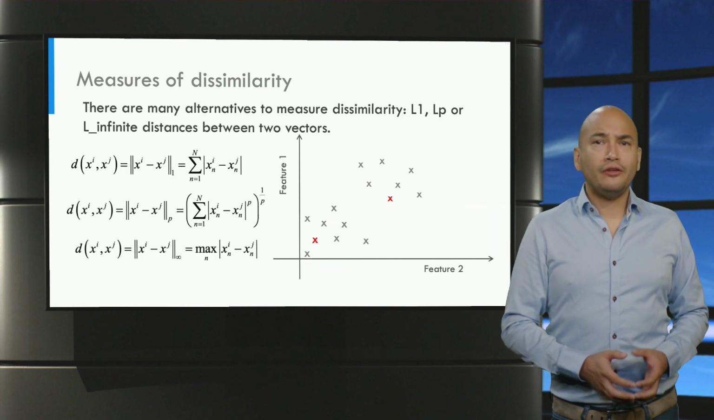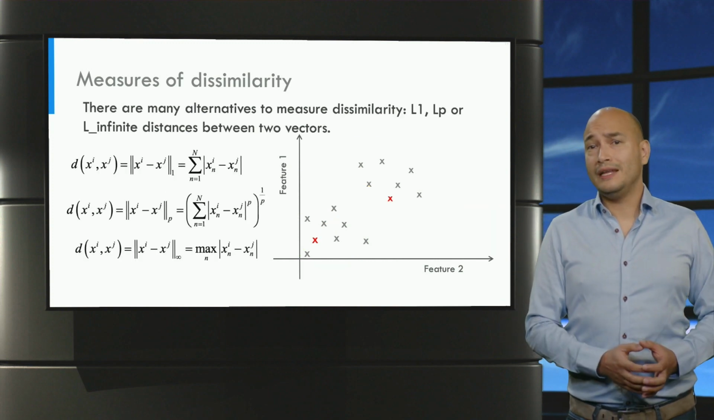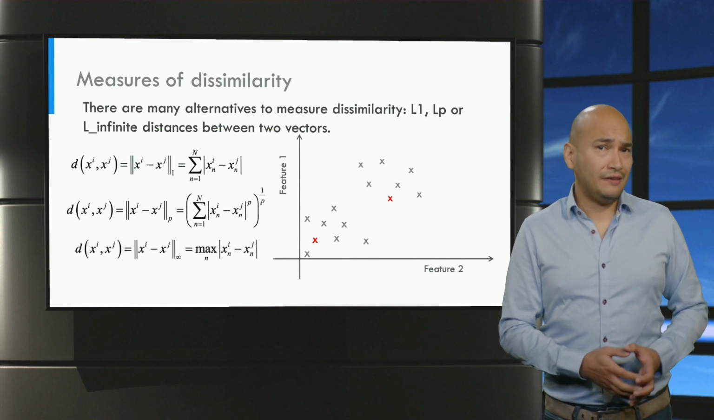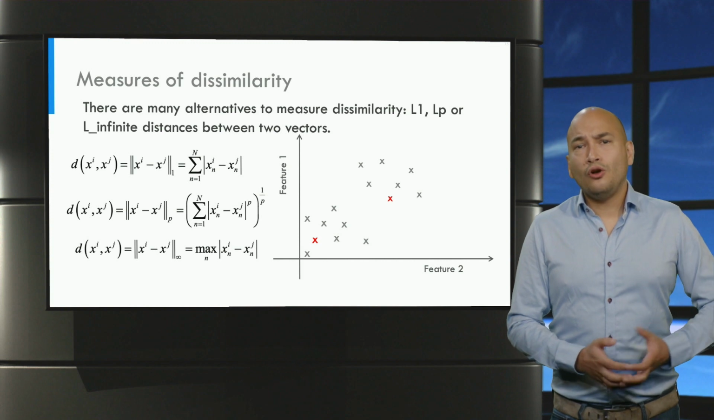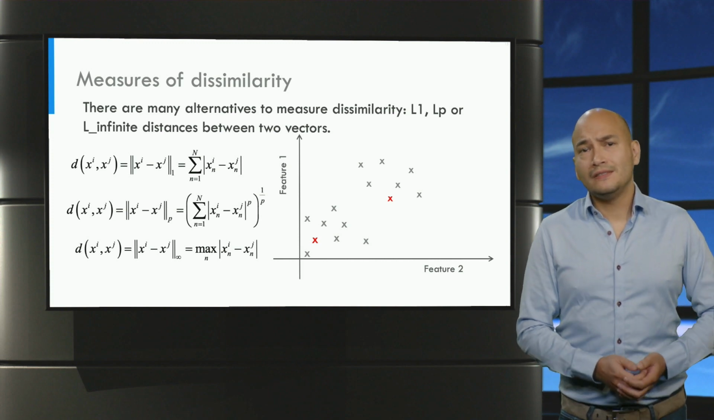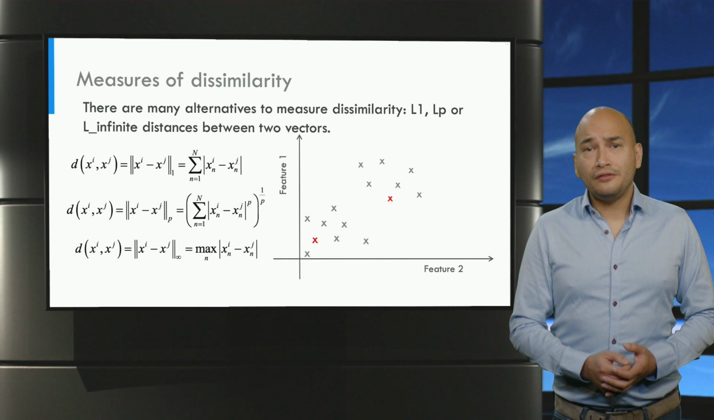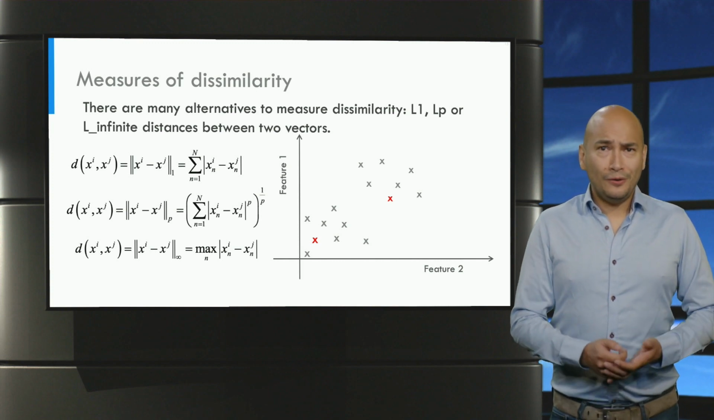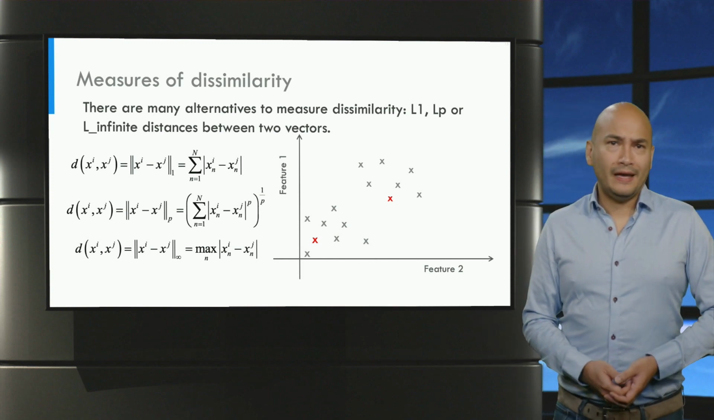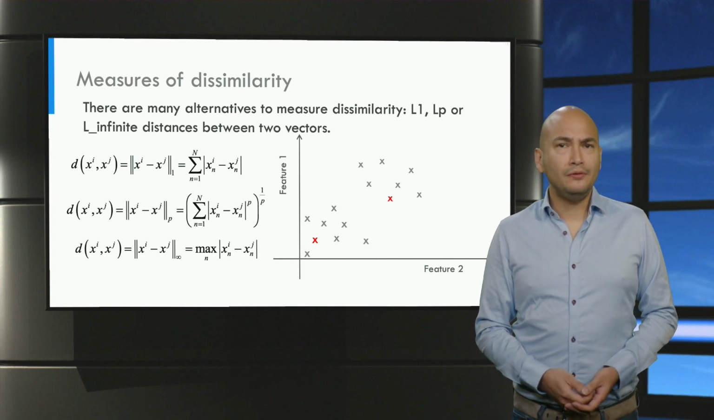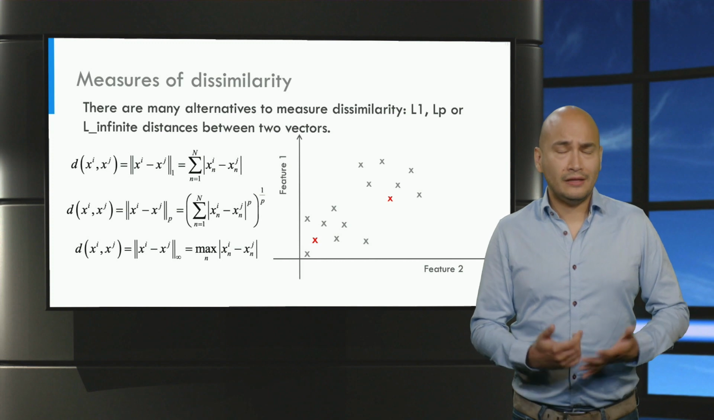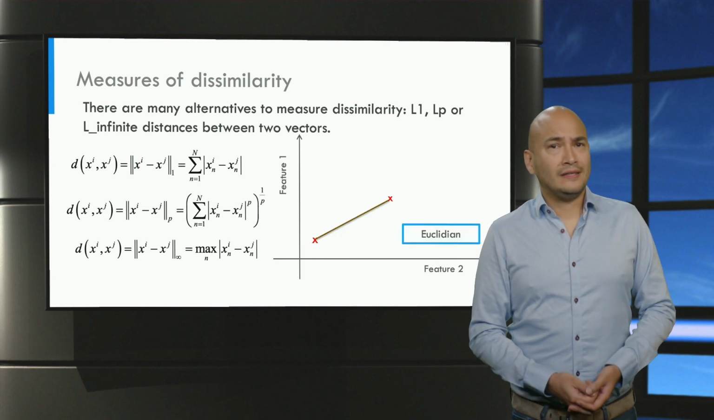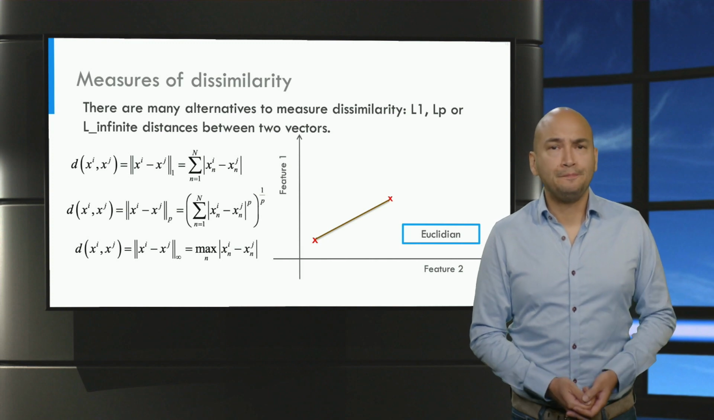You can also find other options to measure dissimilarities. For instance, the L1 and Lp norms and L infinity. These are all different measures of distance that would lead to different characteristics of clustering analysis. So here let's take the two red dots as an example to demonstrate the different distances. This is the Euclidean distance as we defined it before.